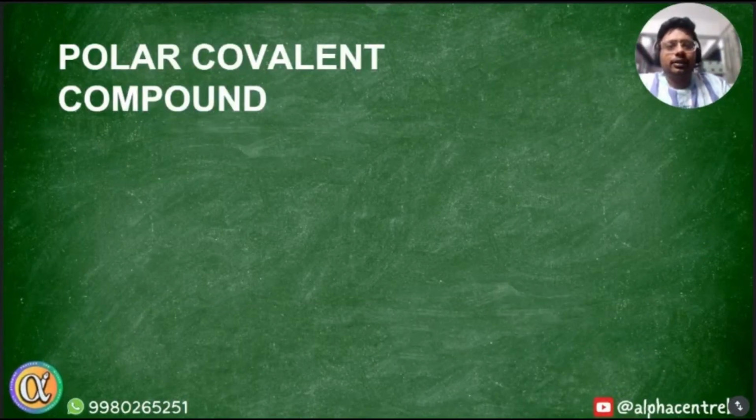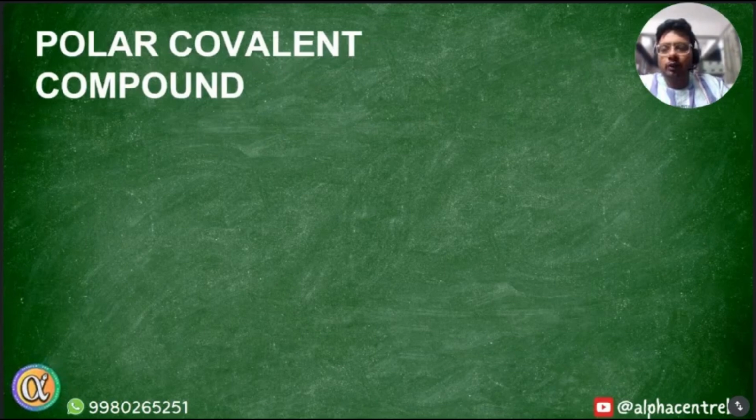The next topic we have is polar covalent compounds. All the compounds which we saw till now are non-polar covalent compounds. All the 3 examples which we saw till now were non-polar covalent compounds, whether it is hydrogen or oxygen or chlorine or nitrogen. Let's see what a polar covalent compound is. Let me explain with an example.